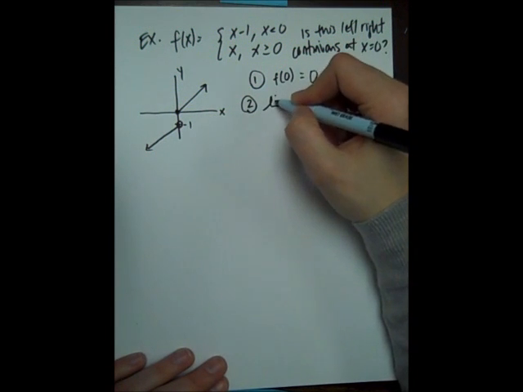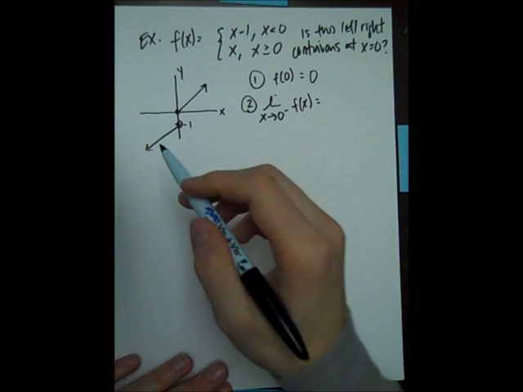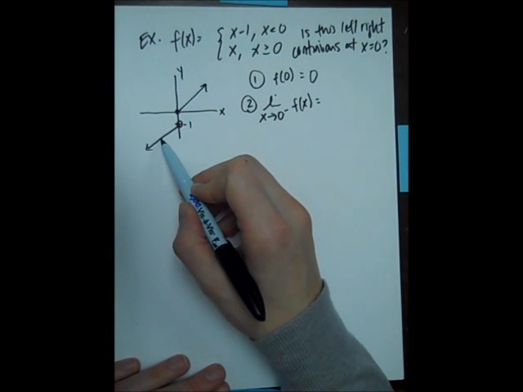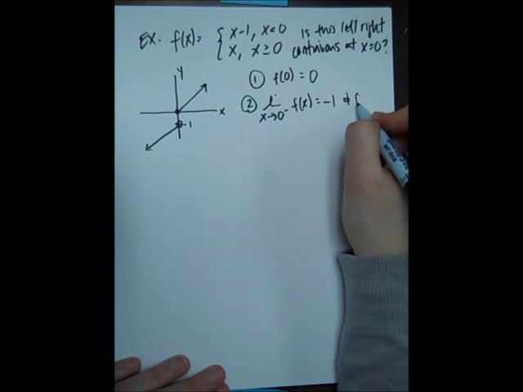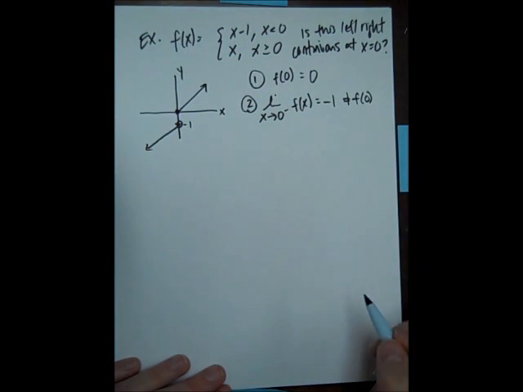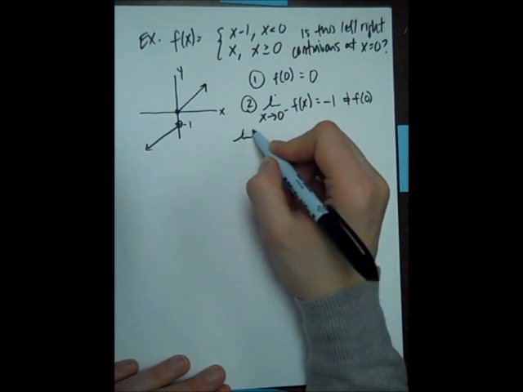Now, let's look at the limit as x approaches 0 from the left. As I approach 0 from the left, what's happening to my y values? You can see they're going to negative 1. That's not equal to f of 0, so it's not left continuous. And we said f of 0 was 0.